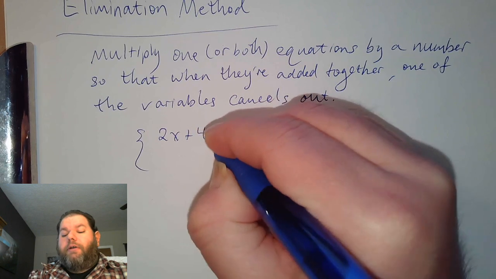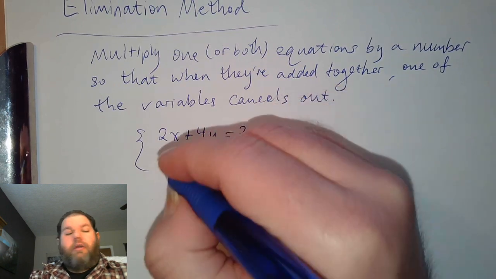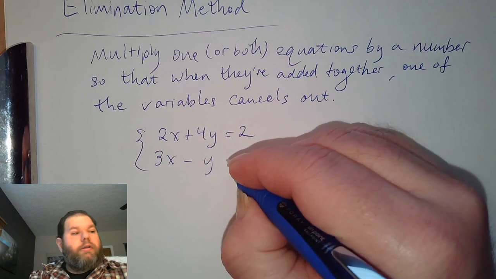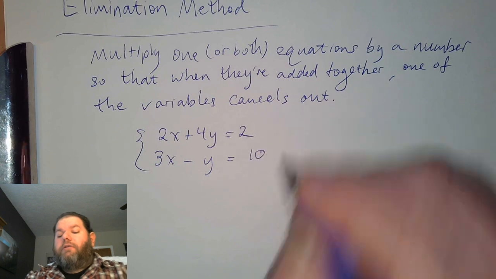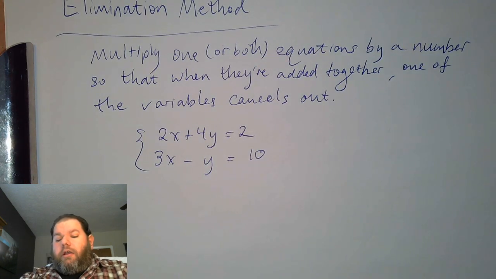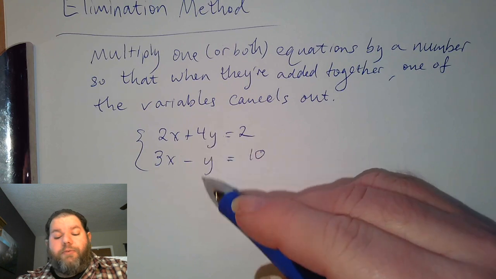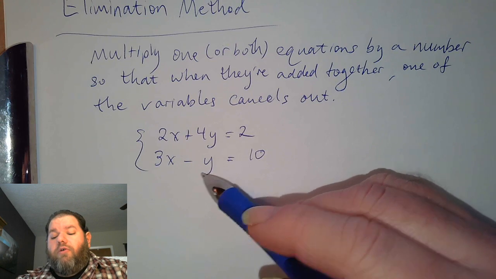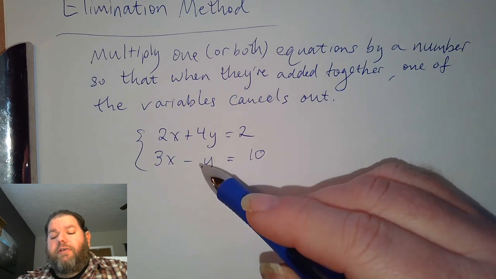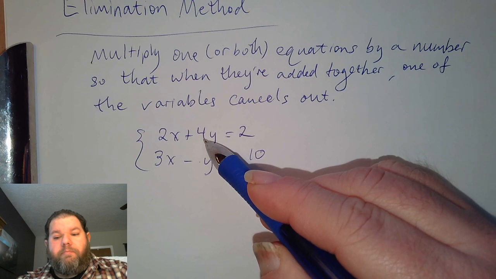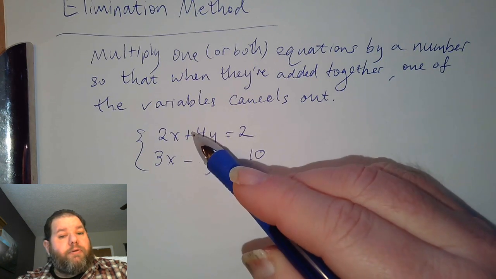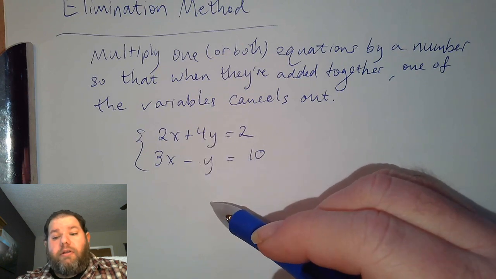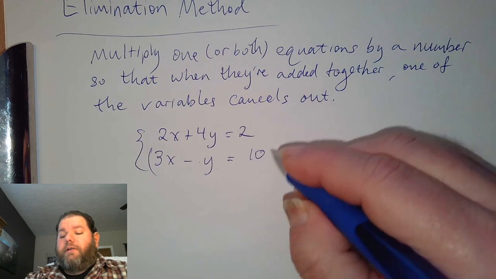2x plus 4y equals 2, and 3x minus y is equal to 10. Now, if we want to cancel out the y's, which the y's are probably the best choice in this case, what would we have to multiply by the second equation so that this term is opposite this term? They already have opposite signs, so we're ahead of the game there. We need this to be the opposite number as well. We can multiply by 4. Exactly.